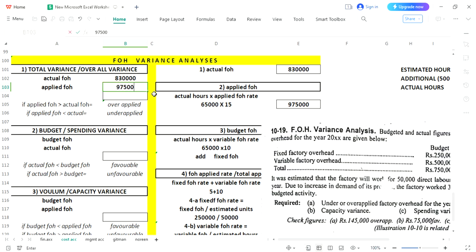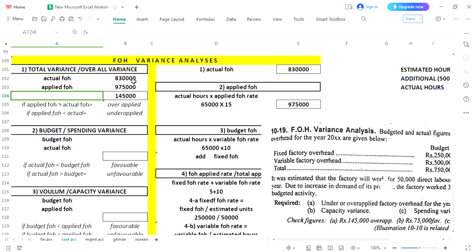So put 9,75,000 over here. Now it's time to calculate its variance. How would you calculate? By taking the difference of both actual and applied. Applied is 9,75,000 and you need to subtract actual FOH to calculate the difference, and here we have calculated the difference between actual and applied.